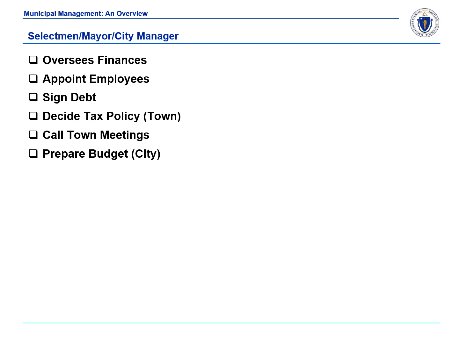The select board also decides the allocation of the tax levy among property classes under the classification law through a flat rate or split tax rate. Third, the board approves vendor and payroll warrants for payment by the treasurer.